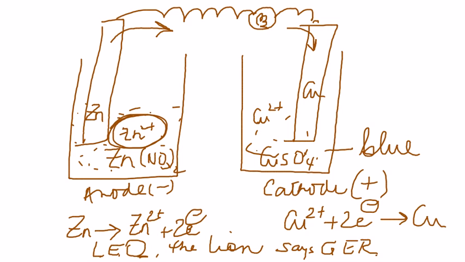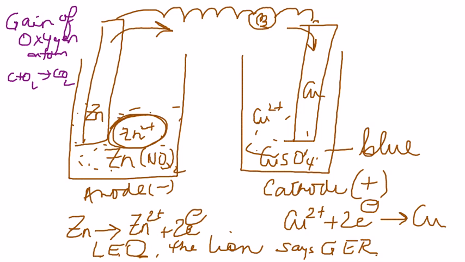Another way to identify oxidation would be gain of oxygen atoms. So for instance, carbon plus oxygen gives you CO2. You say that carbon is being oxidized. Loss of oxygen atoms would be called reduction.